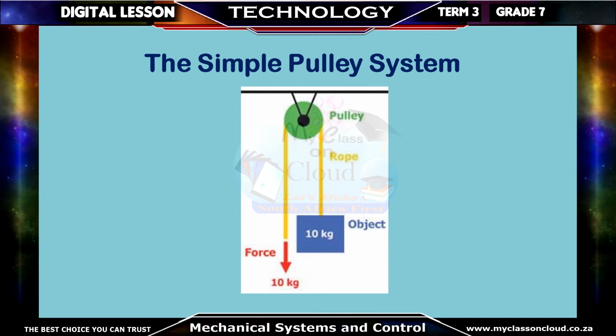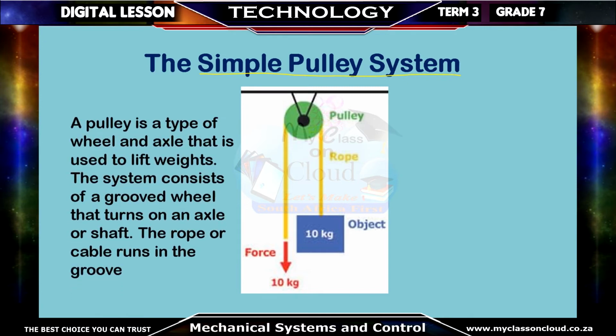Another type of mechanism that gives us movement is our simple pulley system. Now here we have a pulley system. A pulley is a type of wheel and axle that is used to lift weights. The system consists of a grooved wheel that turns on an axle or shaft. The rope or cable runs in the groove. So, here we have our pulley system. This is the load we are trying to lift. This is a pulley that has a groove in it. The rope can go into it. That is the rope, and this is the force, or the effort, that you are going to apply to move the pulley. Now, this type of pulley does not have any mechanical advantage.